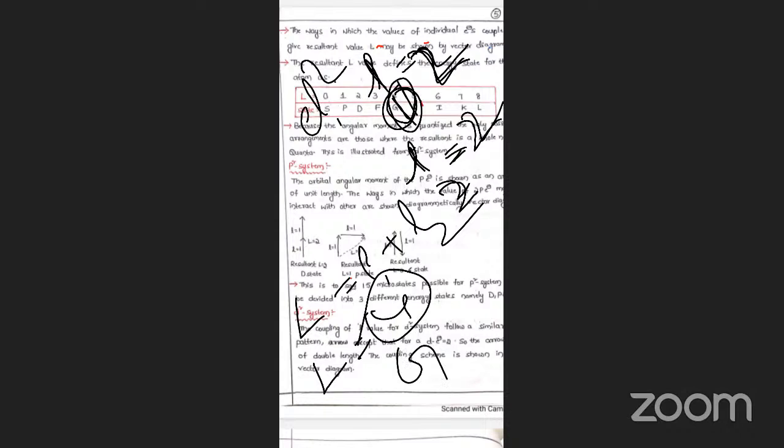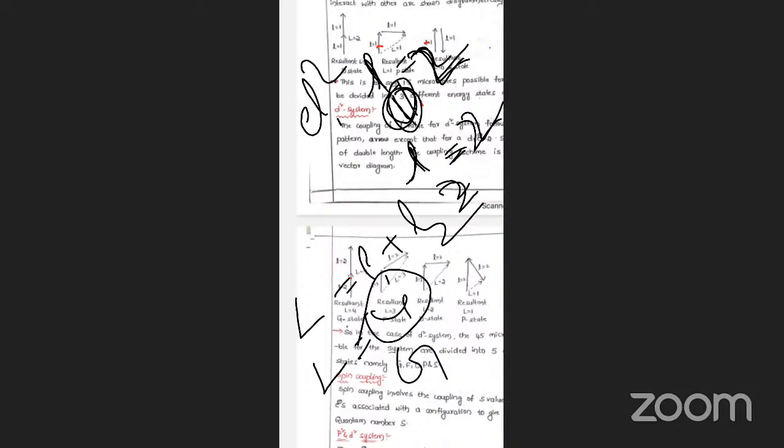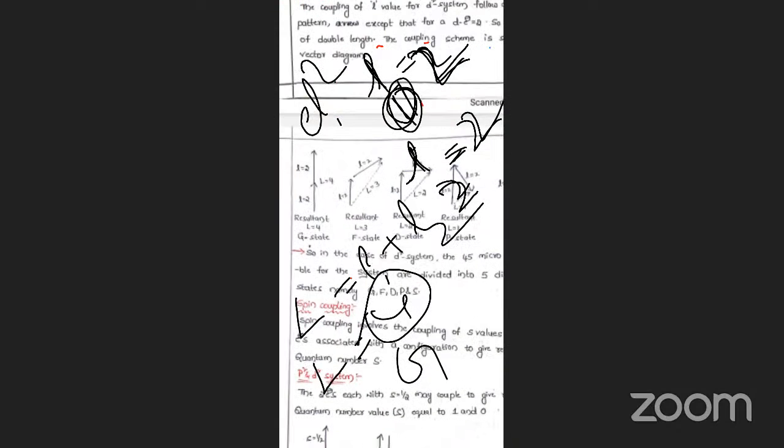What about capital L equal to 4? What is the term? G term. Like that, many different terms are there, and we can use the different terms. You can observe here that the D2 configuration is also there. Don't get confused here. In the D2 configuration diagrams, first we find out the values, then diagrammatically.